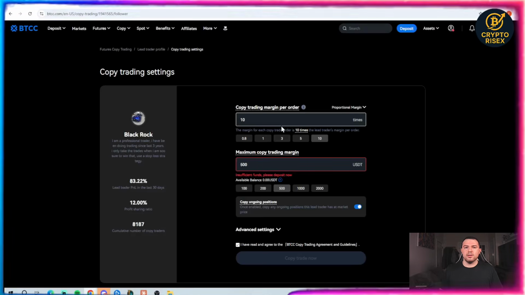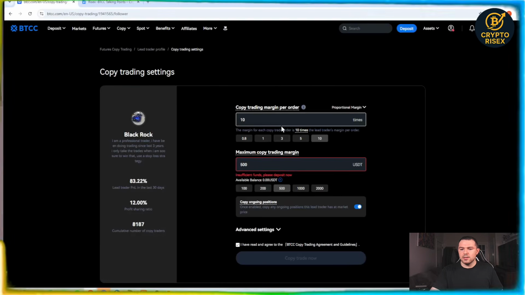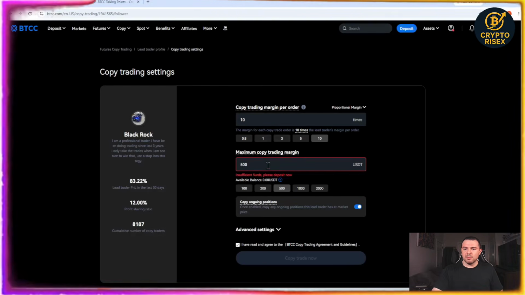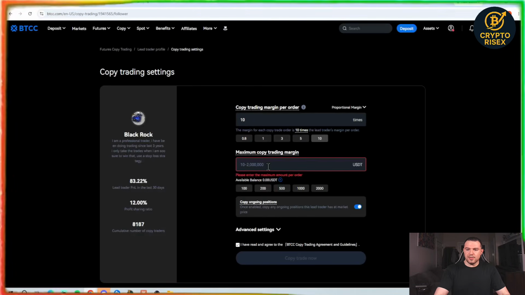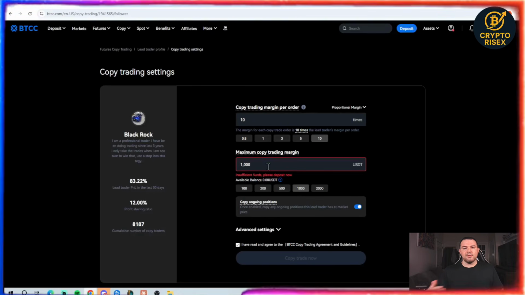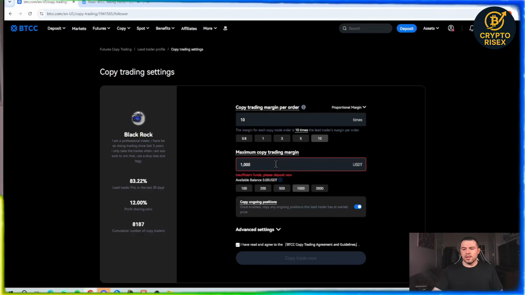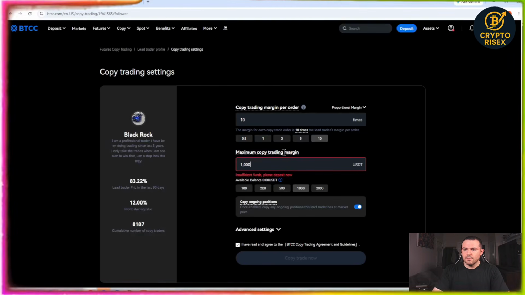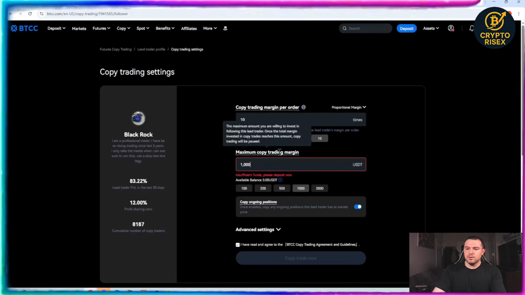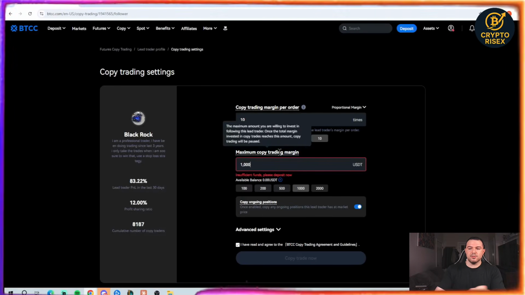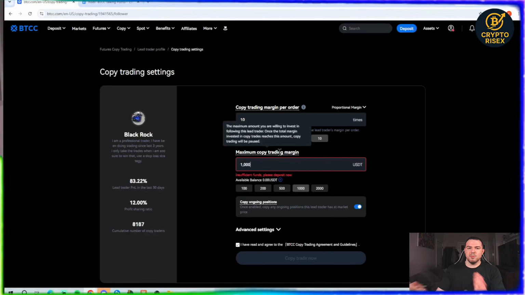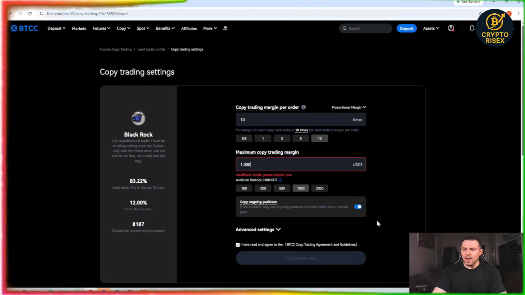your trader that you're copy trading, and the same thing applies here, maximum copy trading margin. If you don't want to bet any more than $1,000, you put $1,000, and you will never have more than $1,000 on the line. This is a great thing. The maximum amount you are willing to invest following this lead trader. Once the total margin invested in copy trade reaches this amount, copy trading will be paused. It will stop you. Now, copy ongoing positions.